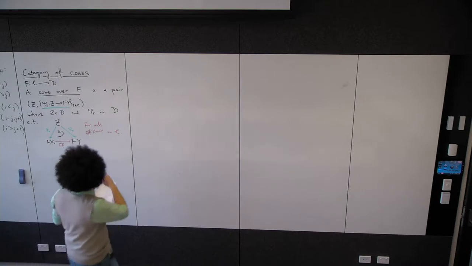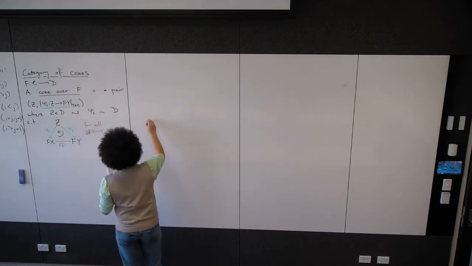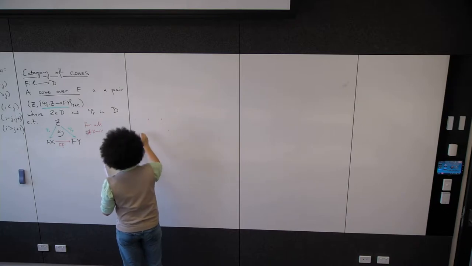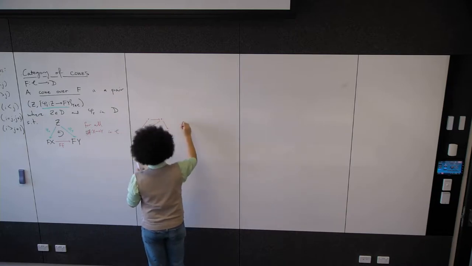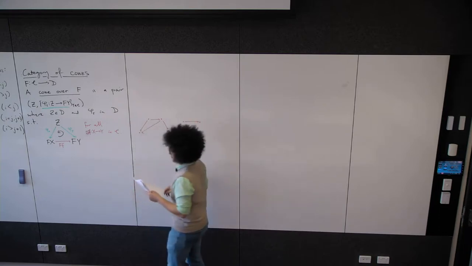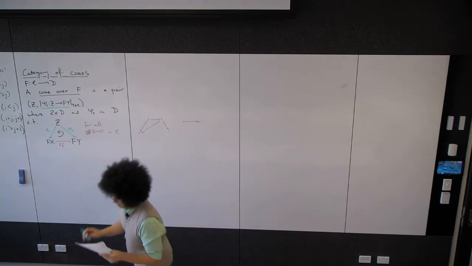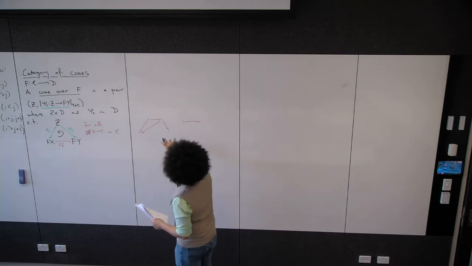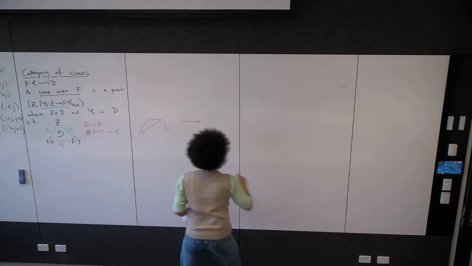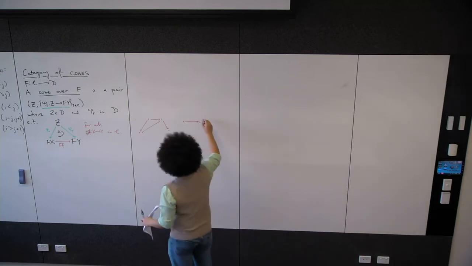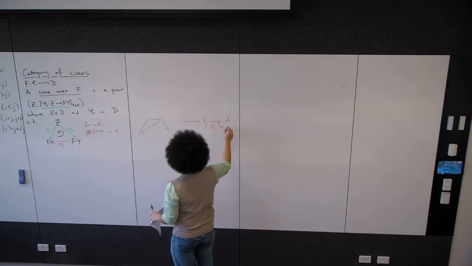So what does this look like? Well, suppose that my category C looks like this. Fortunately, the recording only picks up the things that I say. Well, sort of fortunately. It means it doesn't hear questions. So think about this as being your category C. Now you can think about this as the image of C in D under F.